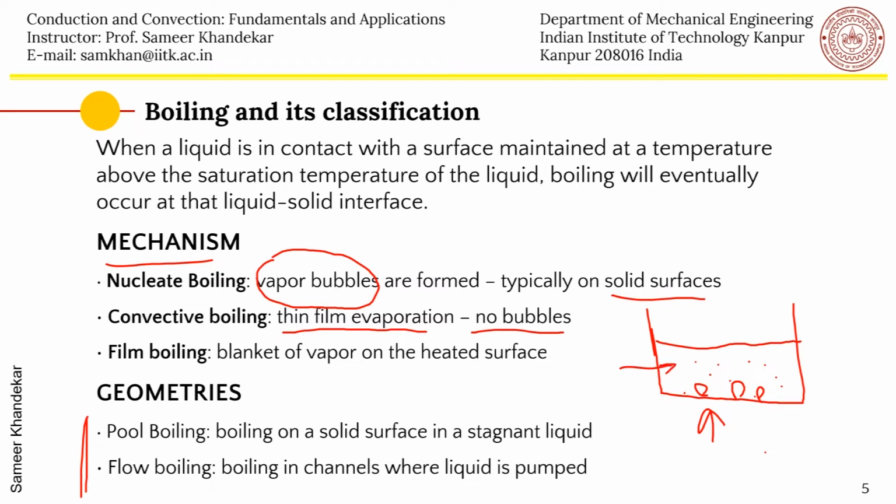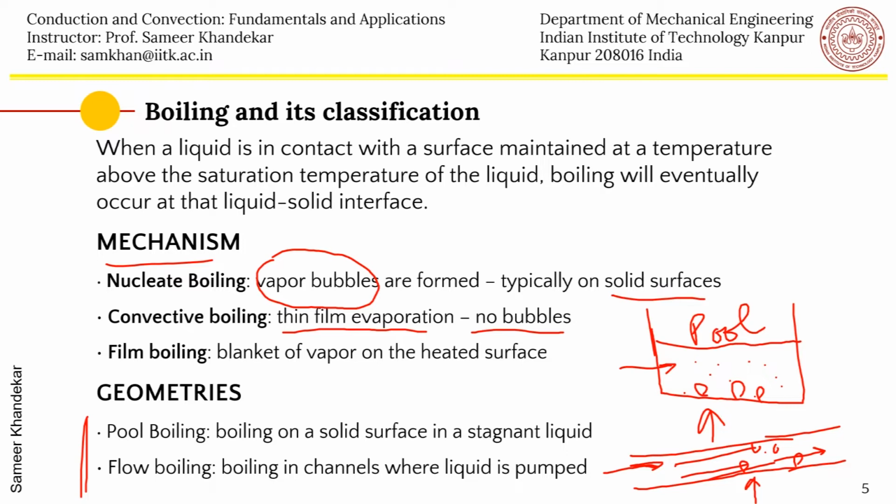Now in flow boiling, there is usually a channel, in which a pump is pumping some liquid, and as the heat comes in, bubbles are getting formed and they are getting convected inside this tube. So this is called a flow boiling phenomenon. We will be focusing mostly on pool boiling in this particular lecture series as we go ahead.